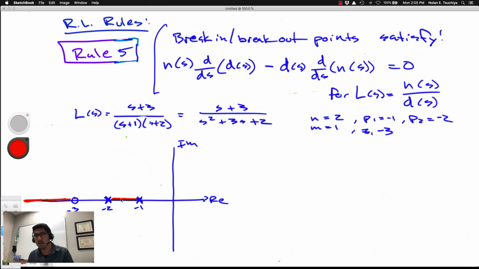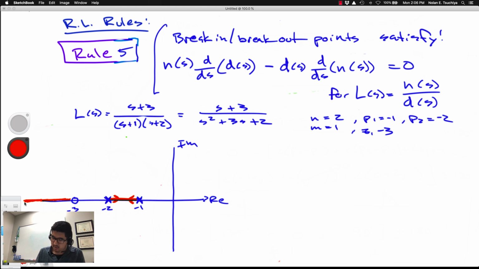What isn't immediately apparent by looking at rule 2 is the number of branches that are represented on those portions of the real axis. What I mean by that is this shaded region between these two poles actually has to represent 2 branches, because remember, branches always depart from the poles. So a portion of this line represents a branch that's leaving from the pole at -2 and heading off to the right, whereas another portion of this shaded region must represent a branch that's starting at the pole at -1 and heading off to the left. Okay, so this actually represents 2 branches.